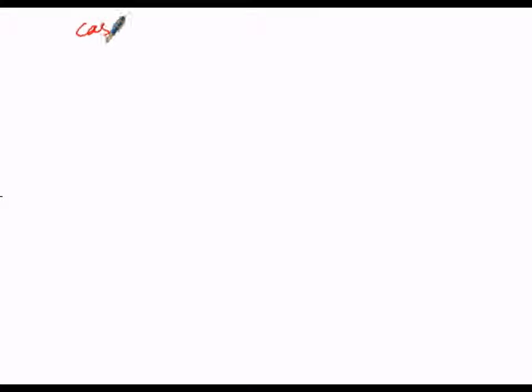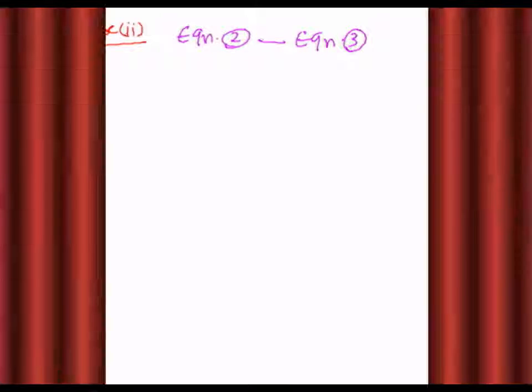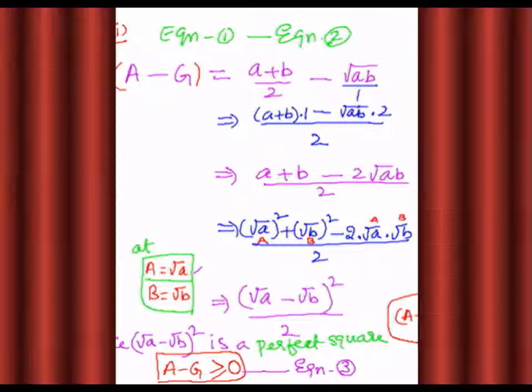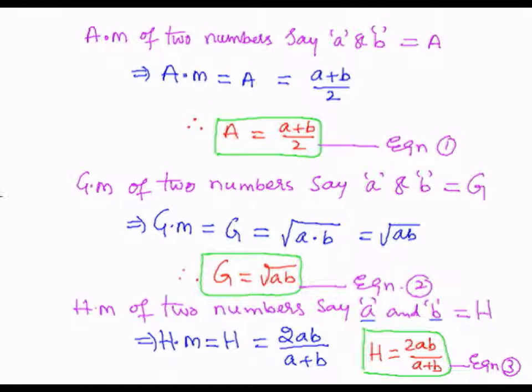In case number 2, we are going to subtract equation number 2 from equation number 3. Equation number 2 is G equals root of ab, and equation number 3 is H equals 2ab by a plus b. So I am going to subtract G minus H on the left hand side.